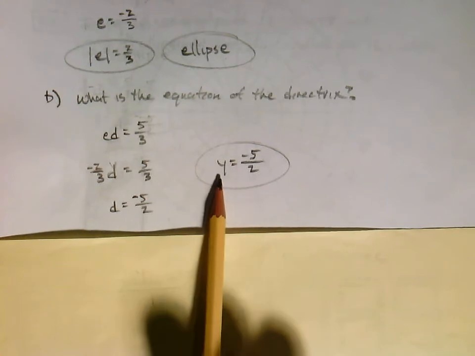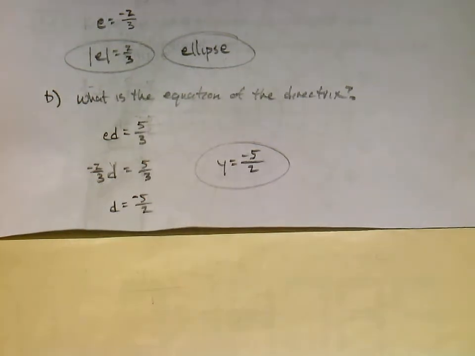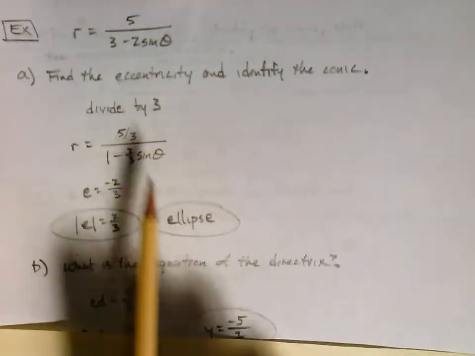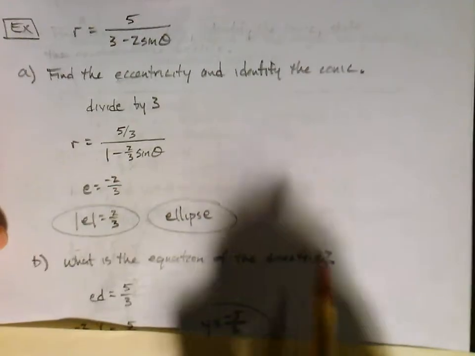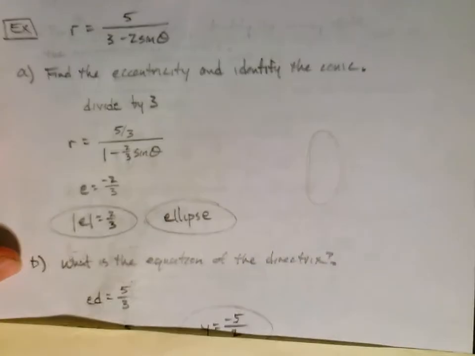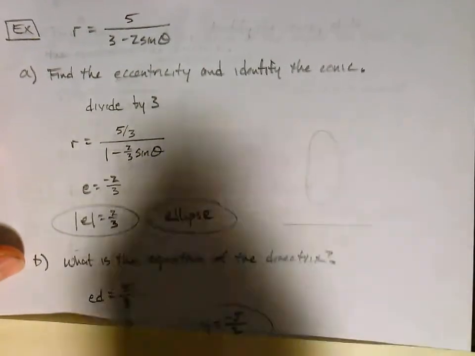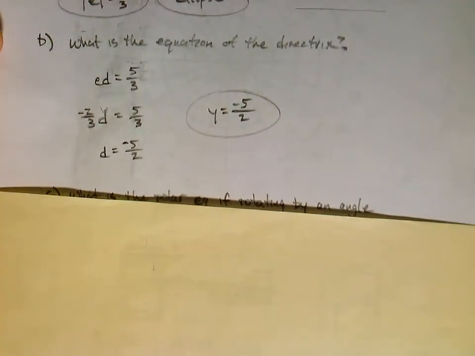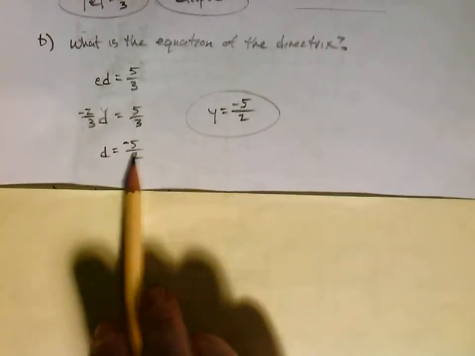Of course, we have to figure out, should it be x equals or should it be y equals? But we can go back and see, it was a sine, so that means it's an ellipse, but it's more elongated vertically, so its directrix is down here. It's a horizontal line, so we get the horizontal line, y equals negative 5 over 2. We just take that number for whatever it is.